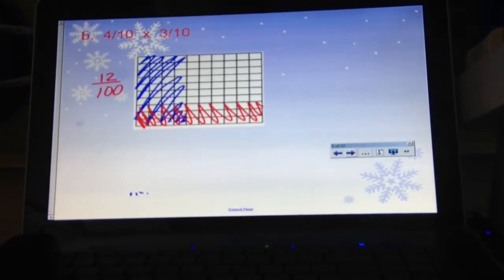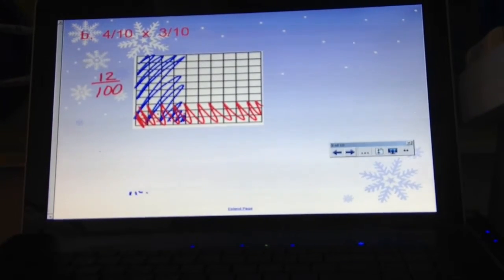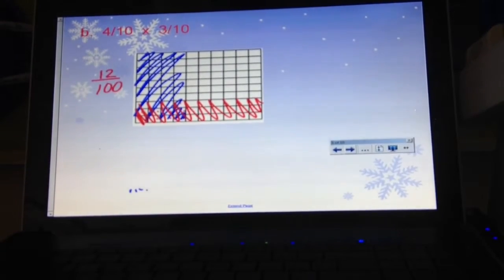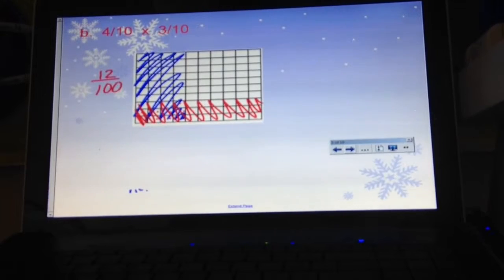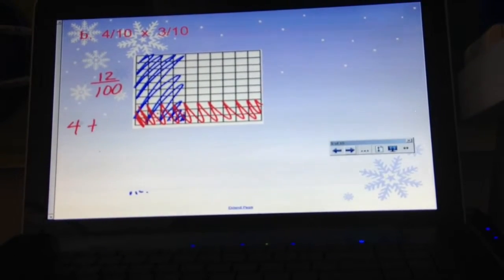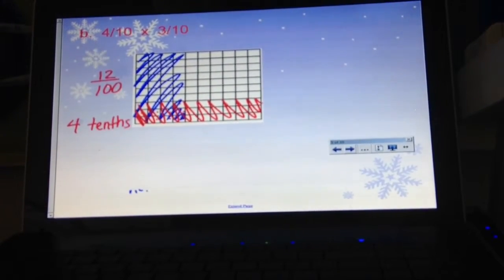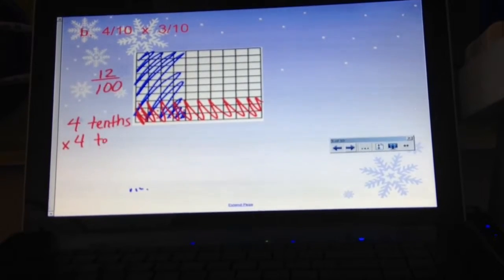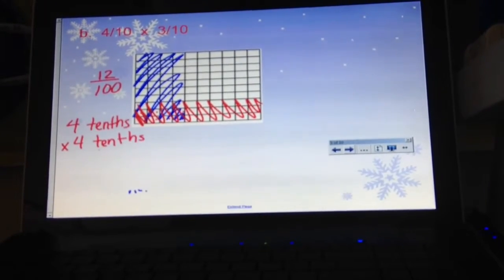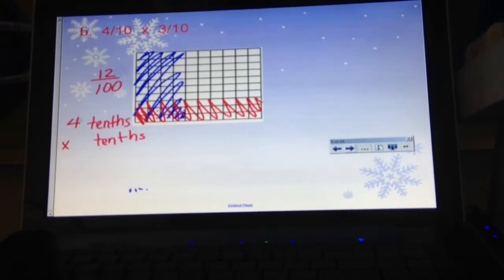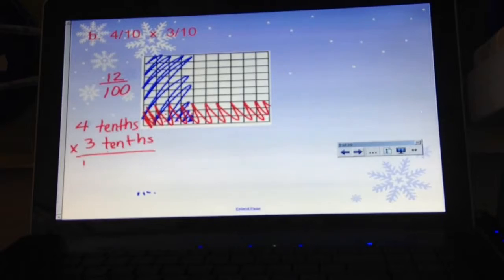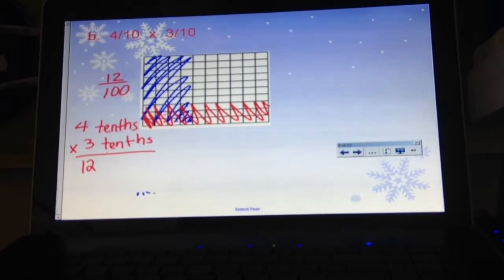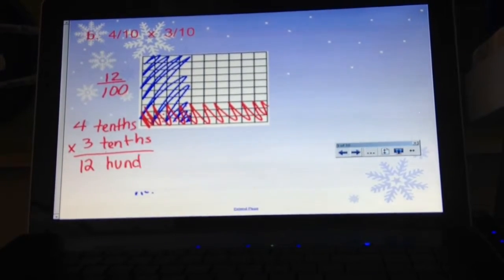Obviously I would need to reduce that, but because we're going to connect it to decimals, I'm not going to reduce it today, but generally we would go ahead and reduce that. So if I want to look at it as a base 10 numeral, I would have 4/10 times, oh, I'm sorry, 3/10. 4 times 3 is 12. A tenth times a tenth is a hundredth. So I have 12 hundredths.